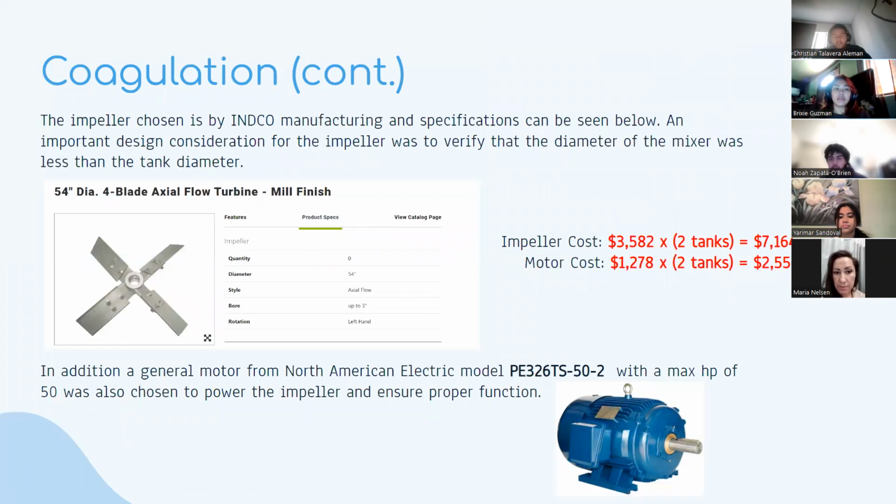So as previously stated, for the coagulation process, we need to make sure that all our coagulants mix rapidly and form small flocs. In order to do that, we have to use a 54-inch diameter four-blade impeller because this is what works with our design, due to the fact that we use geometric ratios to decide that. As well as that, we also need a motor in order to power the impeller. For that, we chose a North American Electric model PE326TS with a max horsepower of 50. And this will ensure that we have proper function for the coagulation process.